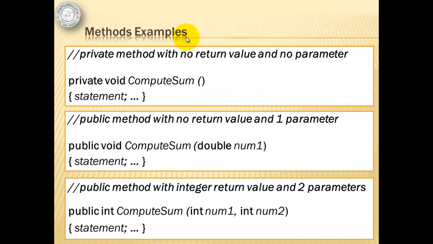Let's look at some examples of signatures of methods. The first one is a private method that doesn't return any value. That's why it's void, and there's no parameter. The second one is a public method that also doesn't return any value and has one parameter, num1 of data type double. The third example is a public method with integer return value, so this is a non-void method, and has two parameters, both integer, num1 and num2.